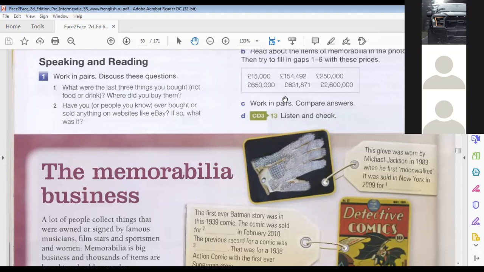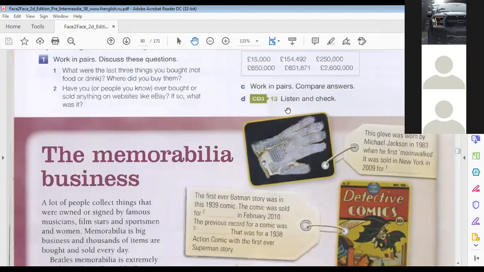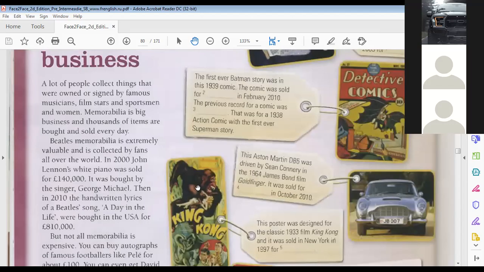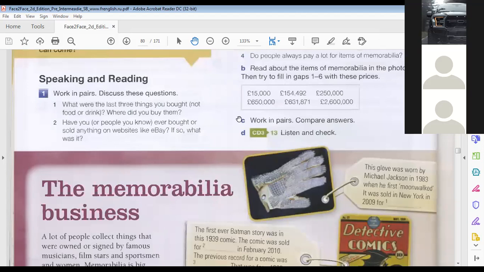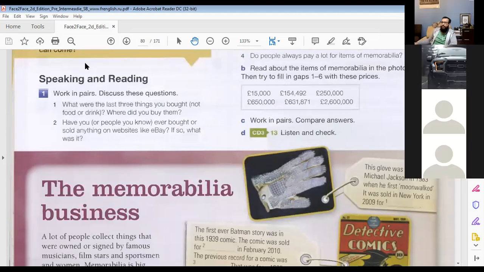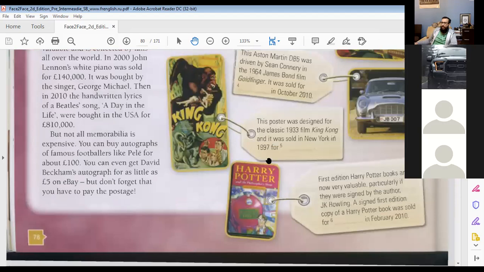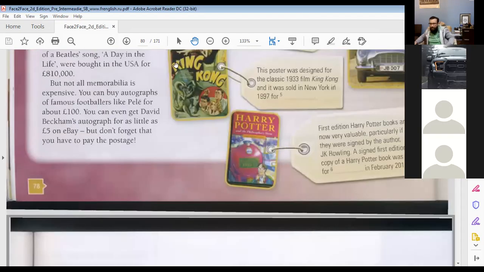Okay. Maybe 150. Maybe 150,000, you think, for the poster, Salma? Yeah. Okay. And the last one, the first edition of the Harry Potter book.